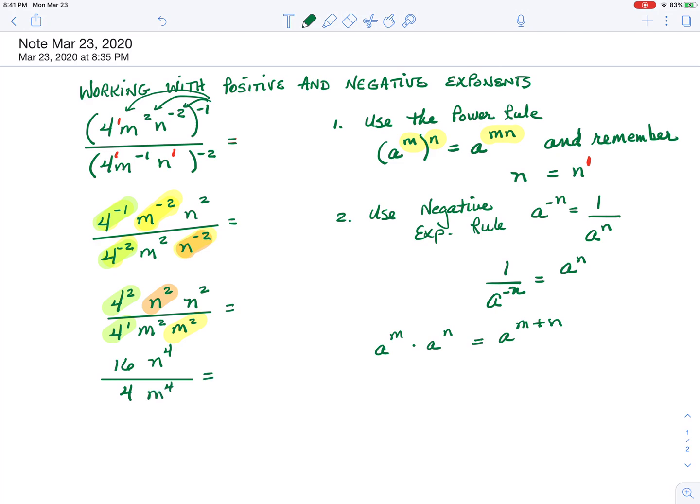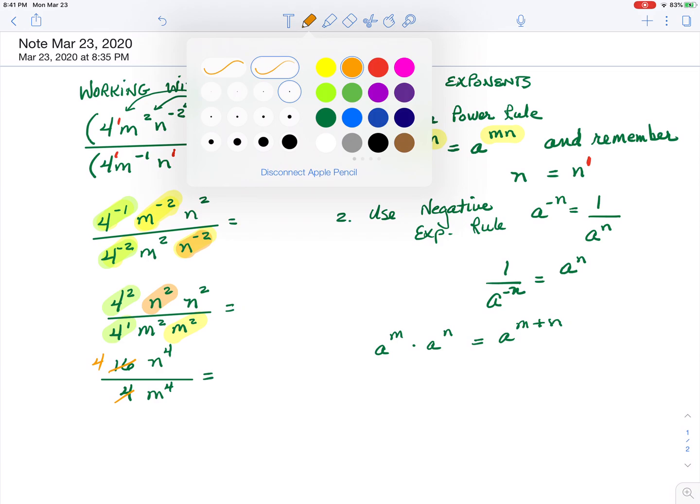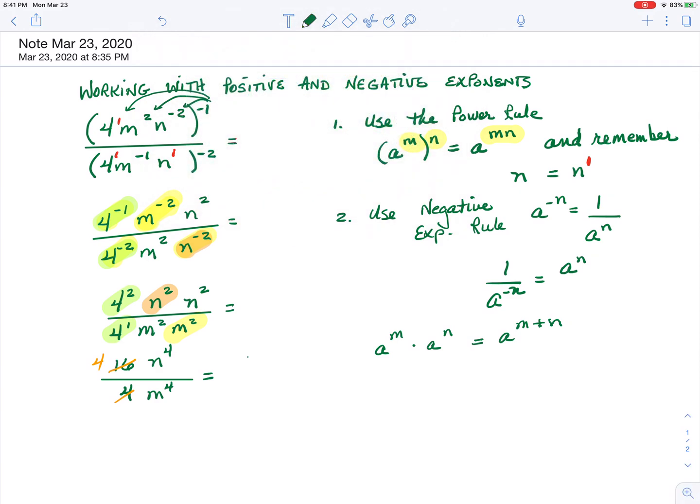And the one last thing I need to take care of is to simplify this 4 into the 16. So it looks like I end up with 4n to the 4th over m to the 4th. Hope that helps.